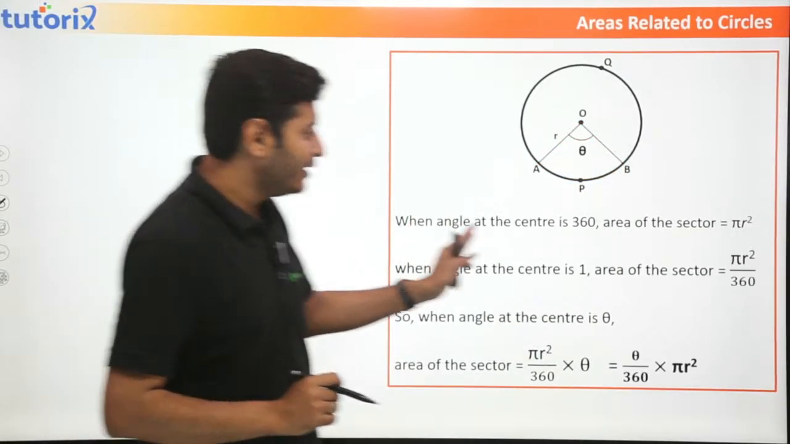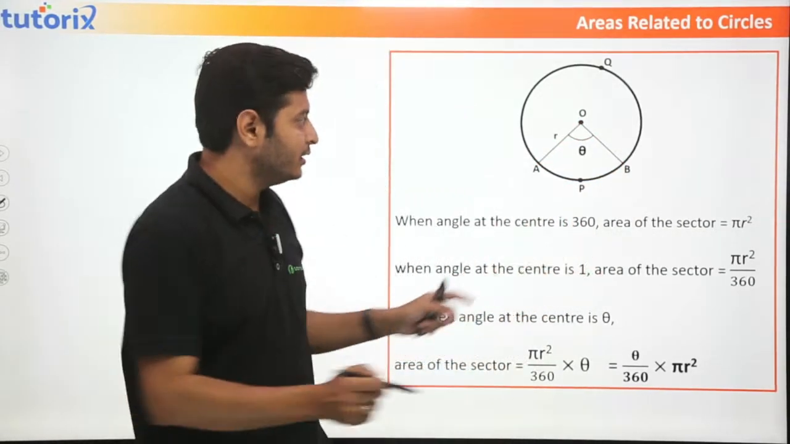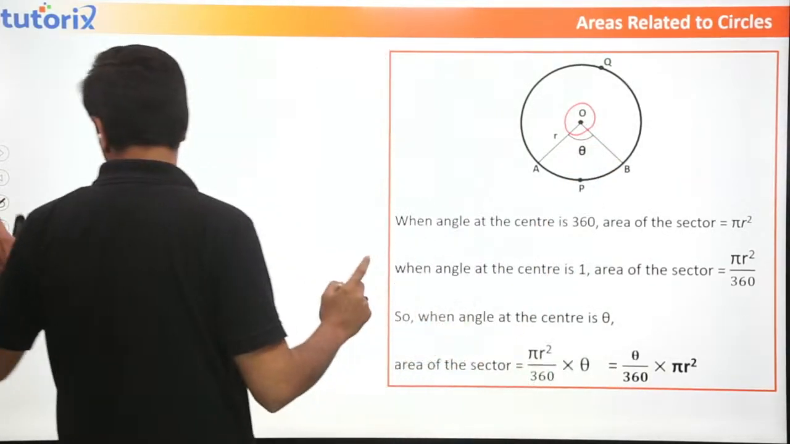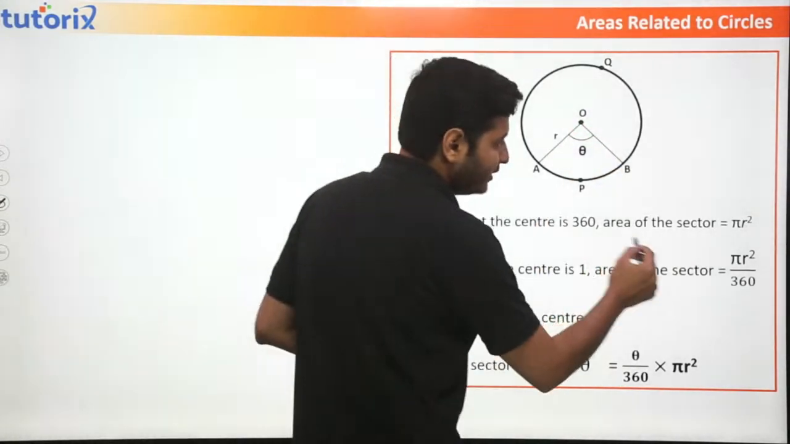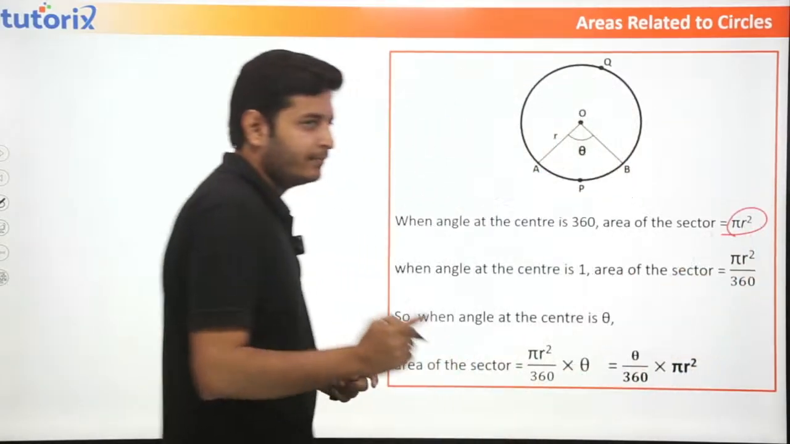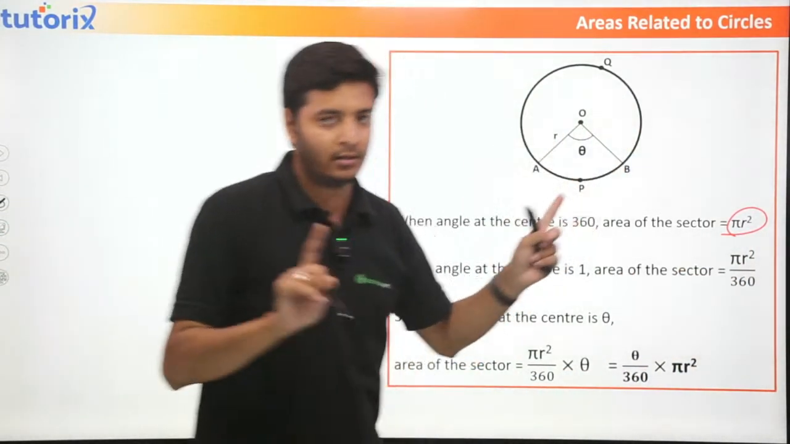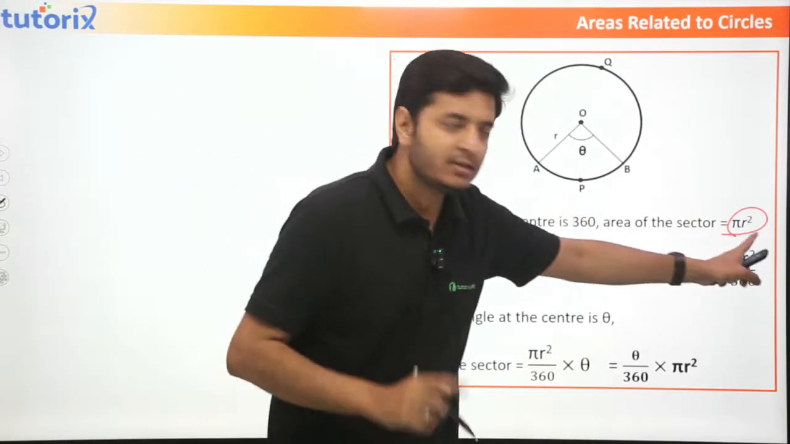So when the angle at the center is 360 degrees, it means a complete circle. When the angle is 360 degrees, then we are saying that the area of sector is pi r square. But here the sector is what then? Whole circle is the sector now. So then the area is pi r square.